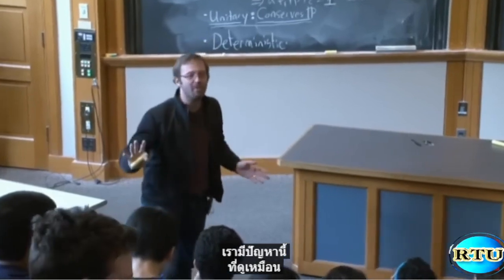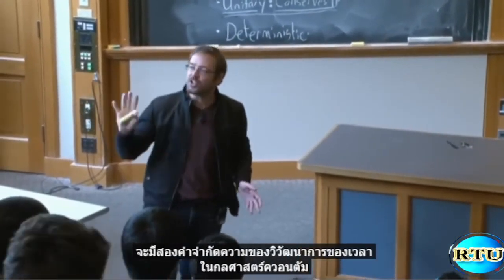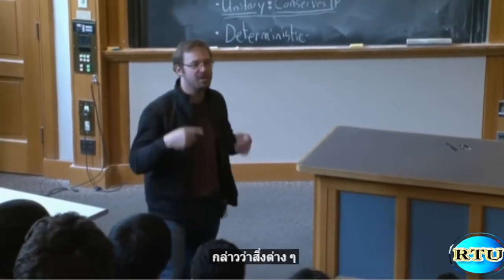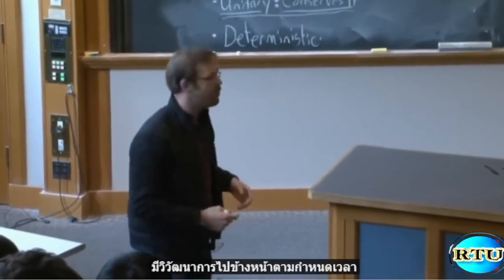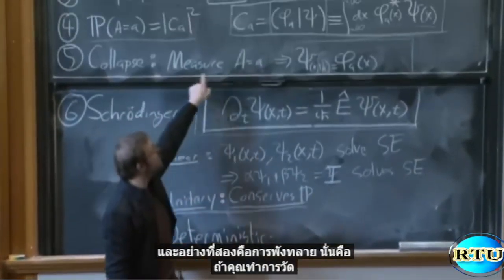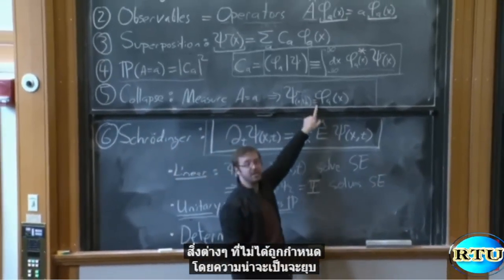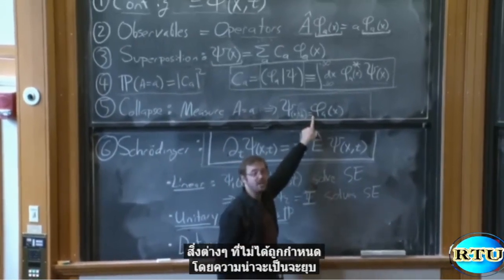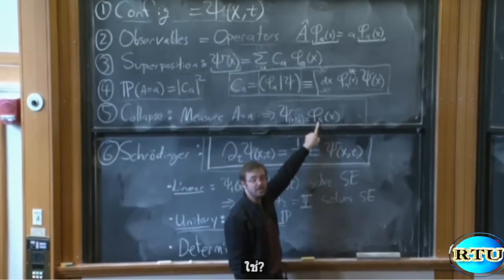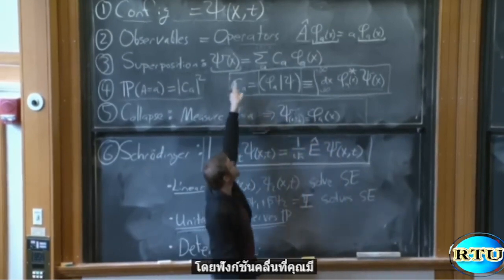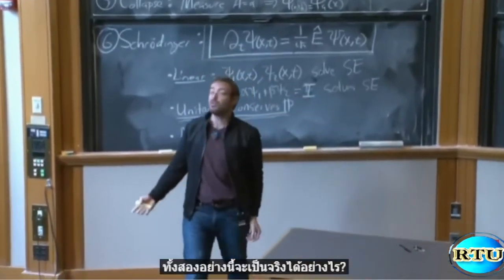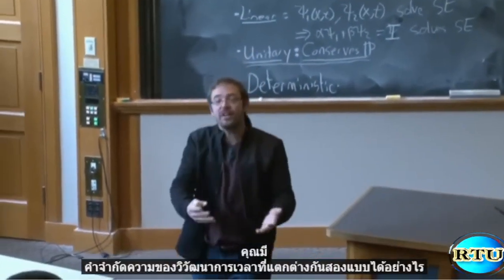We have this problem that there seem to be two definitions of time evolution in quantum mechanics. One is the Schrodinger equation, which says that things deterministically evolve forward in time. And the second is collapse, that if you do a measurement, things non-deterministically, by probabilities, collapse to some possible state. And the probability is determined by which wave function you had. How can these things both be true? How can you have two different definitions of time evolution?